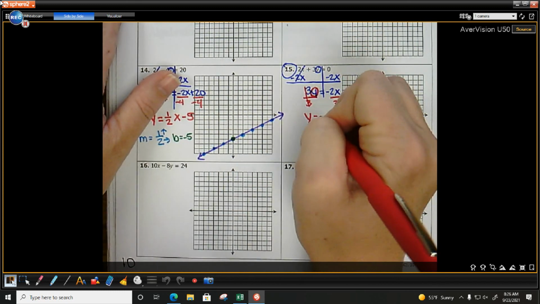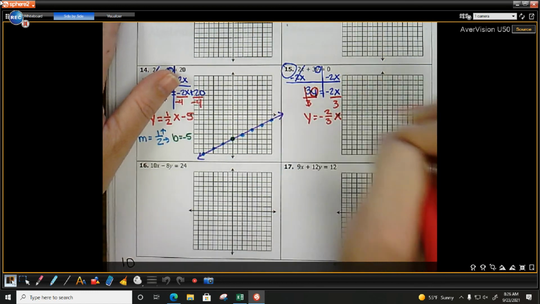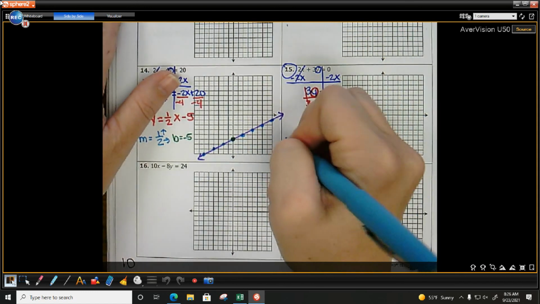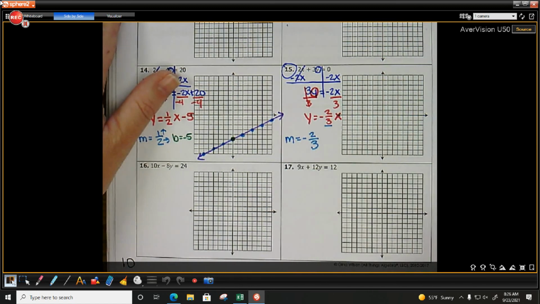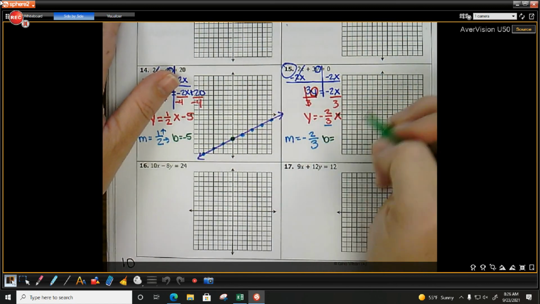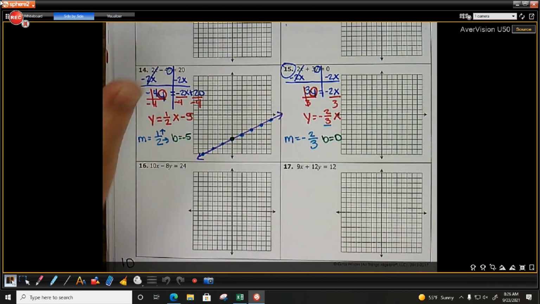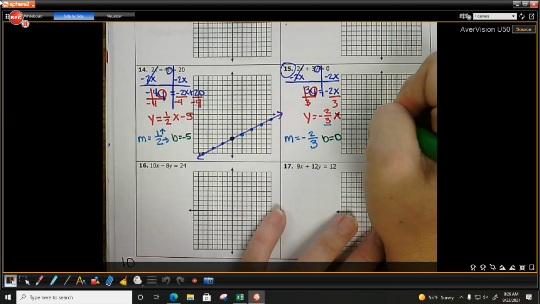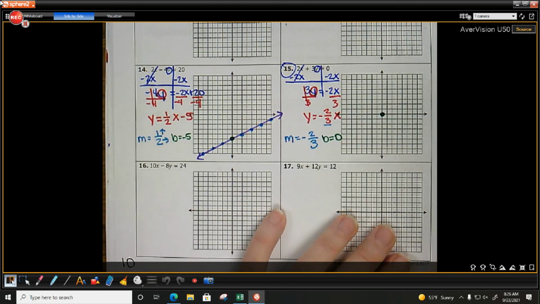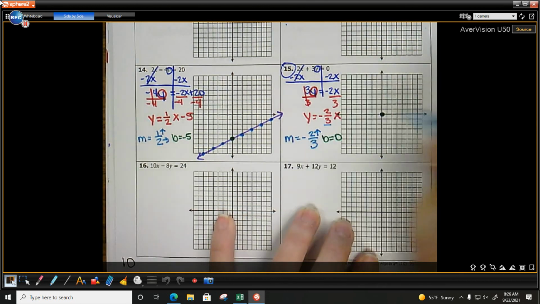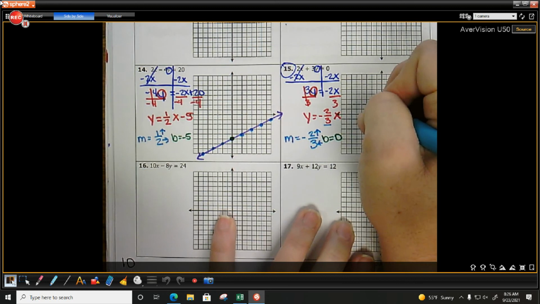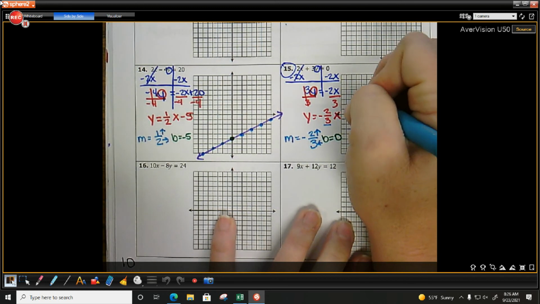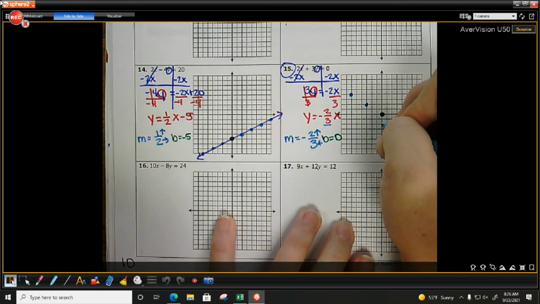Do I have a plus b out to the side? No, so what's my b? Because there isn't a b. Okay, so I'm going to begin at the origin. I'm going to move up 2, because I always go up, and if it's a negative, I go to the left. Up 2, left 3. Up 2, left 3. Or down 2, right 3. And draw your line. Good?